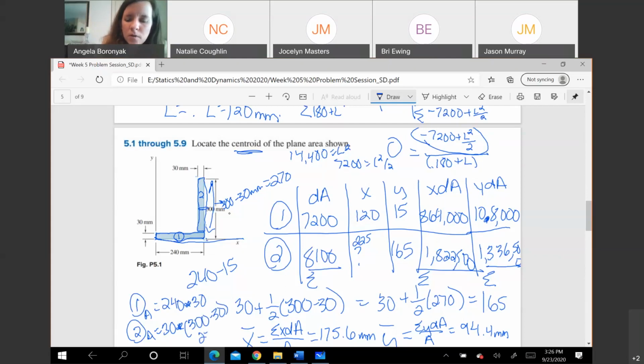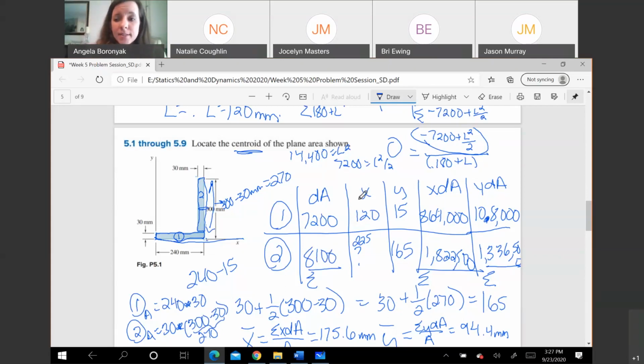Does that make sense? Yes, that does. I think earlier I wrote down 270 twice instead of 240 for the first one, and I was confused, but that makes sense. Okay, so that's how I got 8,100. Those are my individual areas of each section.